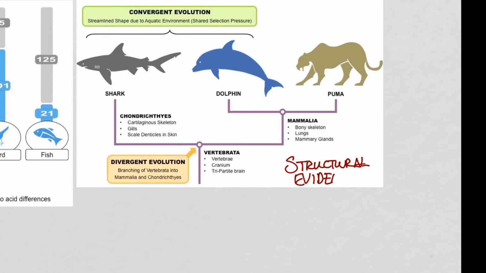So structural evidence is when scientists look at, you guys ready for a big word here? Scientists look at morphological differences. So morphology refers to body shape. So morphological differences will tell you when things became different from one another. So if a species is closely related, it should have more similar structures than things that are farther apart.